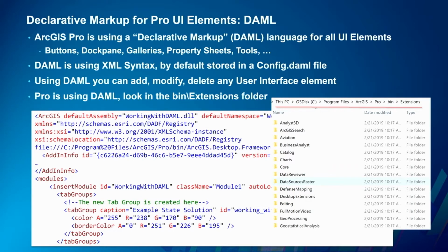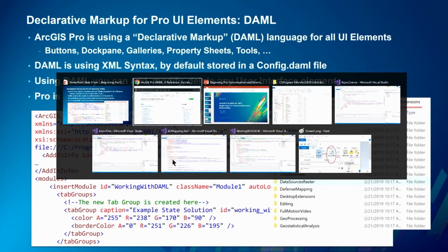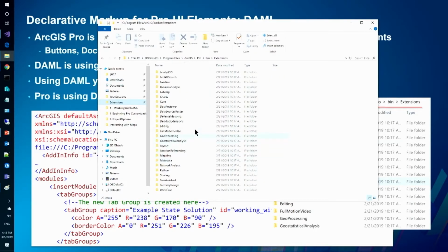Pro is also using DAML internally. So it's not just that DAML is there for add-ins, but Pro uses it for all its add-ins and extensions. And you can look in the bin extension folder, wherever you installed Pro, to see what Pro internally does with this. So we're going to take a quick look at that folder. I should have it open.